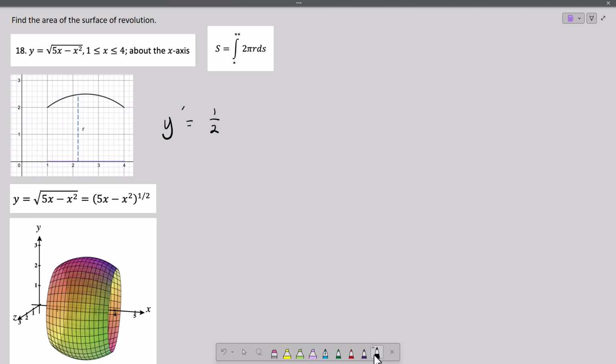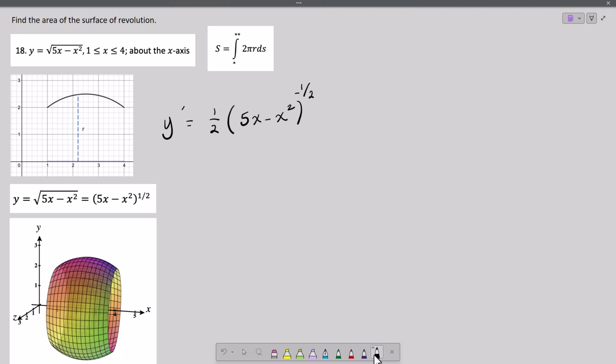And everybody sees that the power is 1/2 right now, right? We think of the square root as a power of 1/2. So that half comes down, and then the base is 5x minus x squared. That stays the same. But then we subtract 1 from the exponent, 1/2 minus 1, negative 1/2.